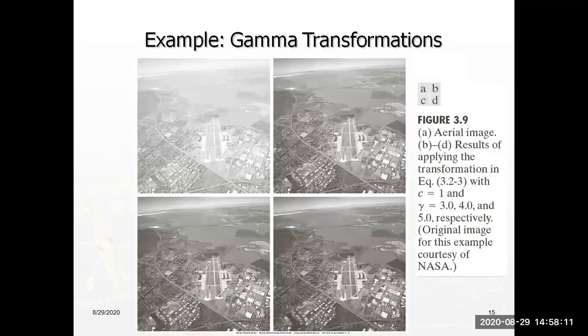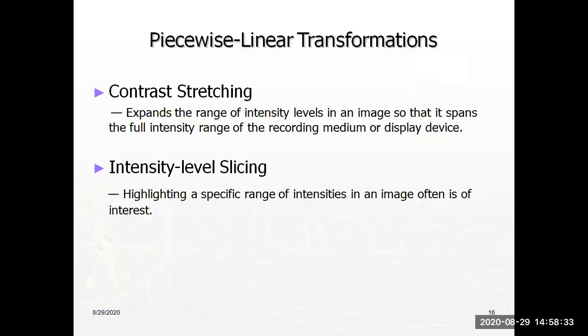Okay, and similarly, gamma function transformation is applied on a NASA image, which is captured as a city or area image. To highlight particular parts of the image, we apply the gamma transformation like this, and after this, the piecewise linear transformation.